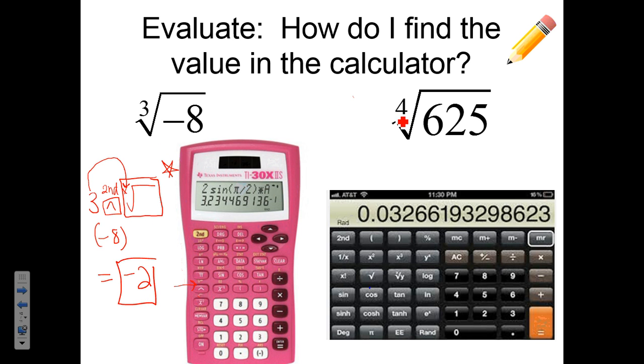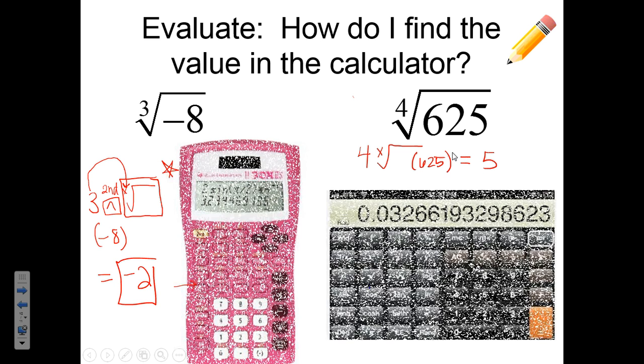Now, what if I wanted the fourth root of 625? Same thing. I type in a 4, I type in that X root button, and then I type in 625, and you should get 5. Okay, so make sure you're checking your work and getting that value. If you have any questions, please make sure that you understand how to use your calculator. That's really important. Okay, so that's radicals.